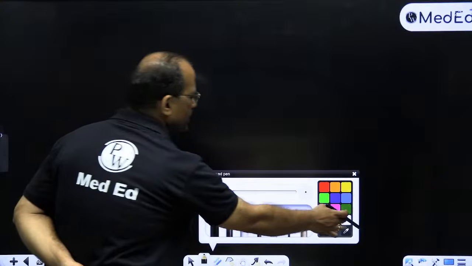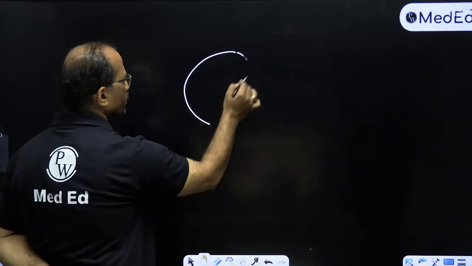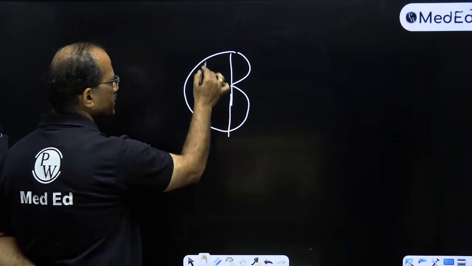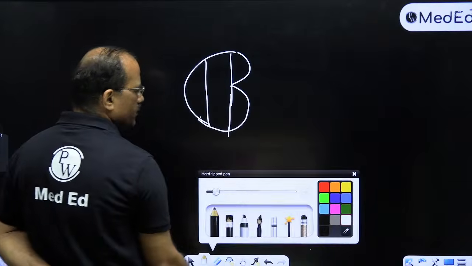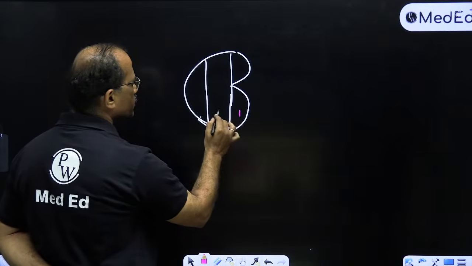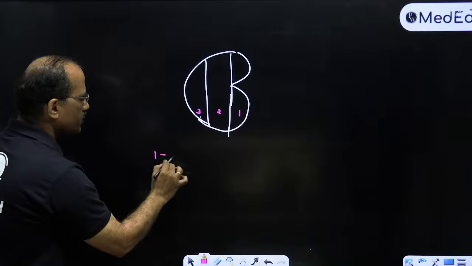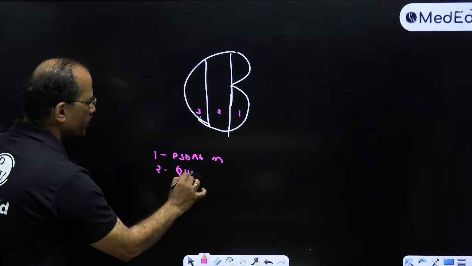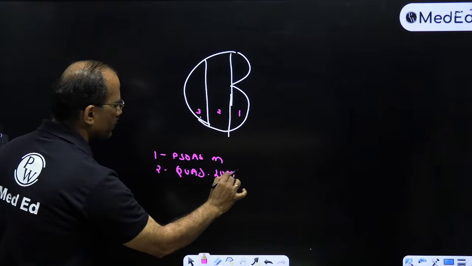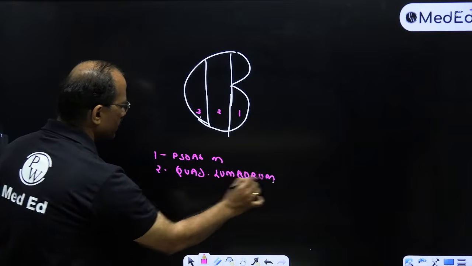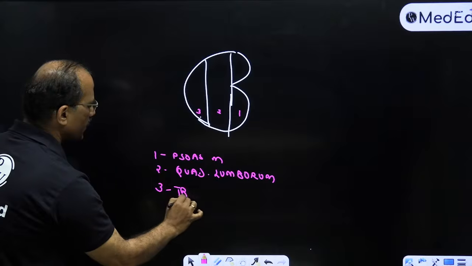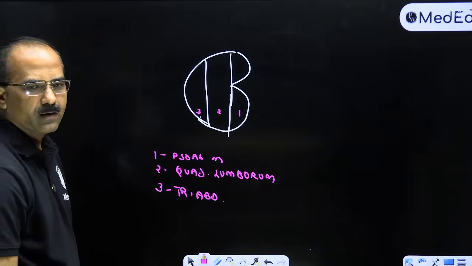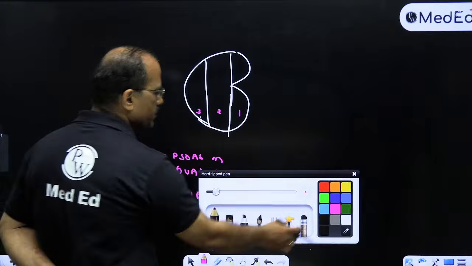उसके पहले I'll just tell you the relations of the kidneys. बस एक थोड़ा सा बाकी है. Posterior relations of the kidneys. What is this first muscle, second muscle, third muscle? So this is 1, this is 2, and this is 3. So 1 is what? Psoas major. Second is quadratus lumborum. And third is transverse abdominis. Psoas major, quadratus lumborum, and transverse abdominis.